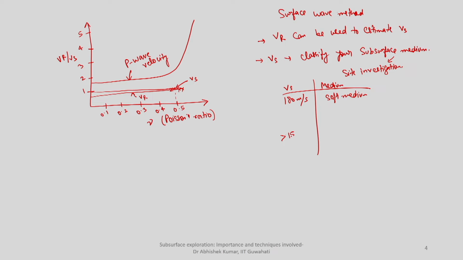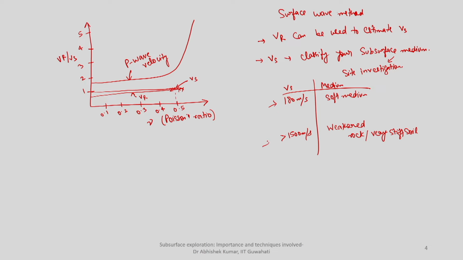Similarly, if it is greater than 1500 meter per second, I can call it weathered rock or very stiff soil. So, that is how standard classification charts are also given based on Vs value, where you can classify your subsurface medium. In addition to this, your surface wave method is going to give you the Rayleigh wave velocity profile, or equivalent to that the shear wave velocity profile, at different depths.